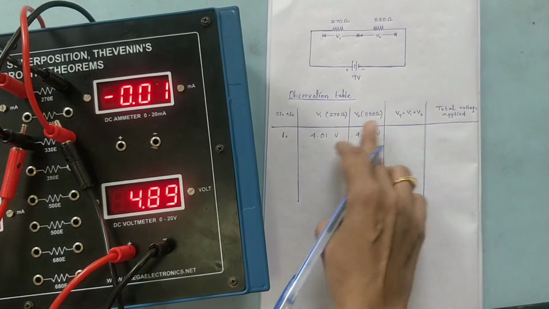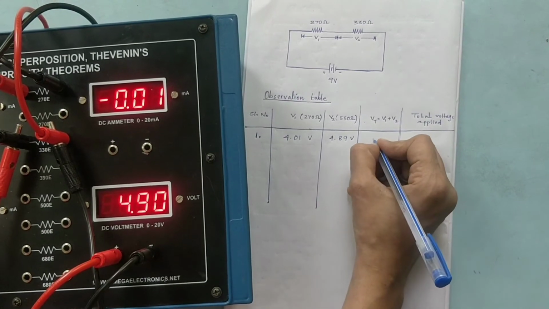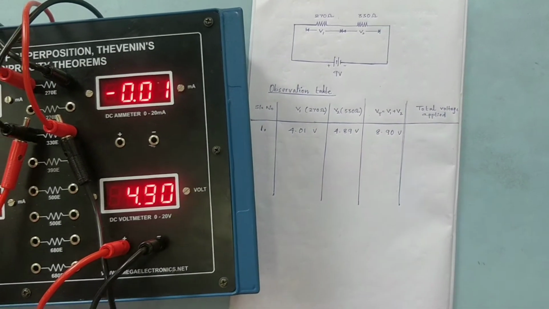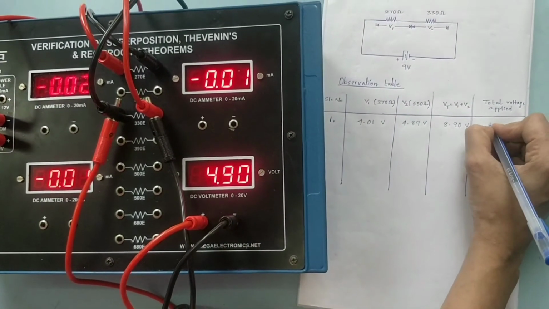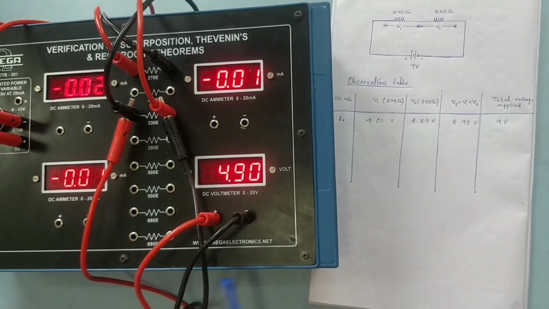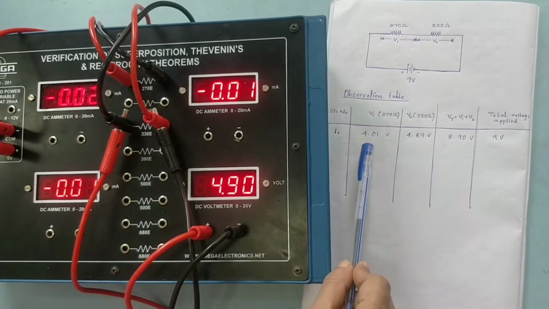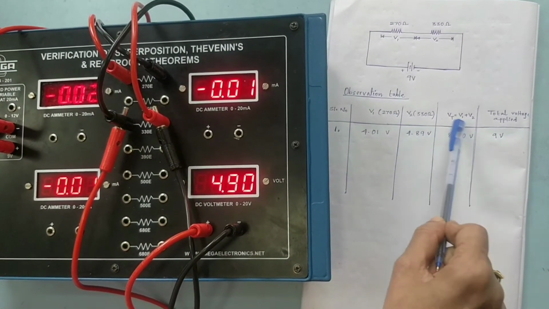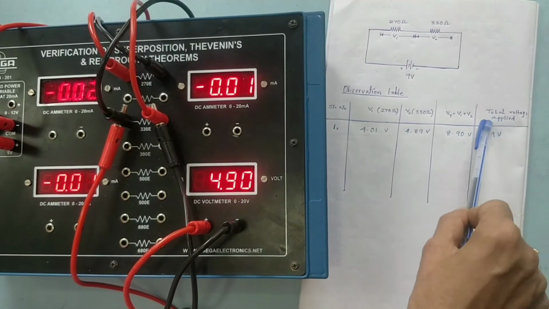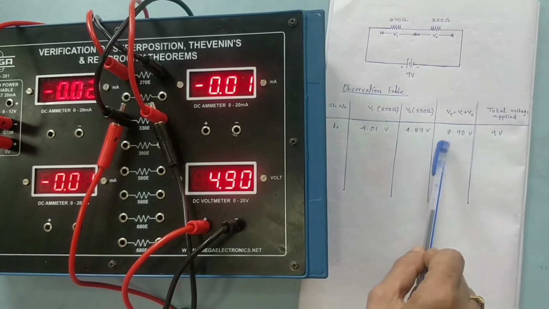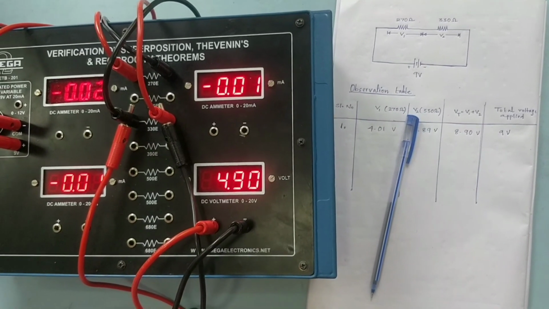Now I will add these measured values, which equals 8.90 volt, and the total voltage applied is 9 volt, so I mention 9 volt here. From the observation you can see that the sum of the two measured voltages is 8.9 volt and the applied voltage is 9 volt. These two values are approximately equal to each other. Hence Kirchhoff's voltage law is verified.